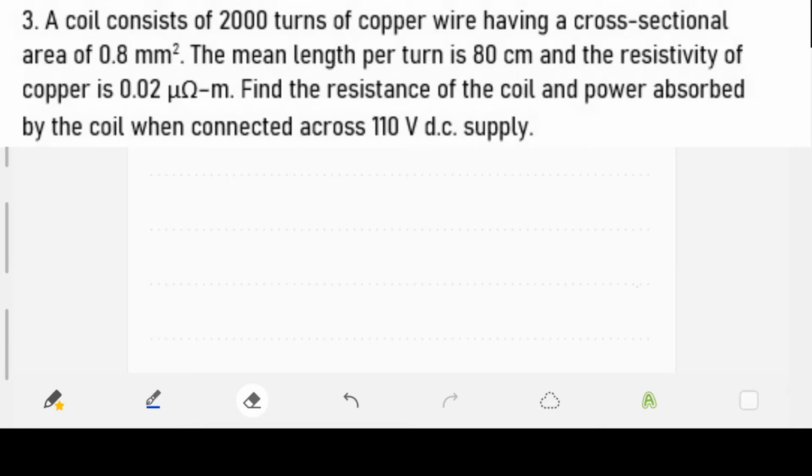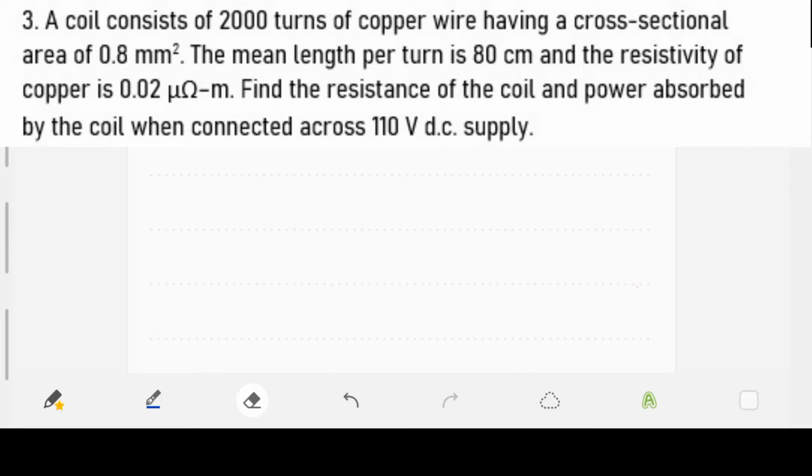The question goes, a coil consists of 2000 turns of copper wire having a cross-sectional area of 0.8 millimeter square. The mean length per turn is 80 centimeter and the resistivity of copper is 0.02 micro ohm meter. Find the resistance of the coil and power absorbed by the coil when connected across 110 volt DC supply.